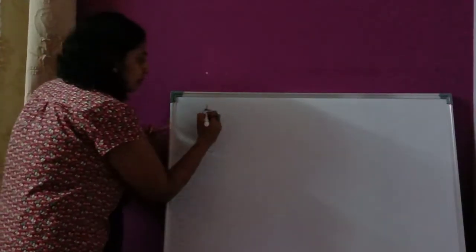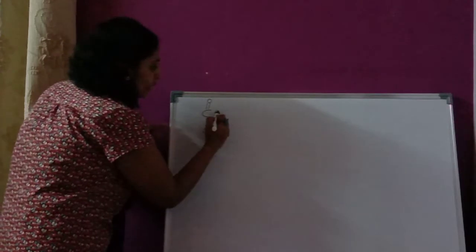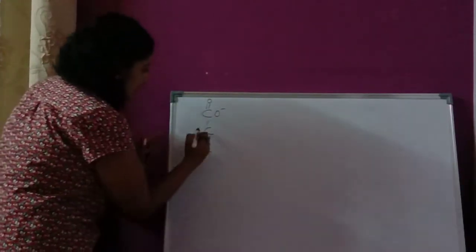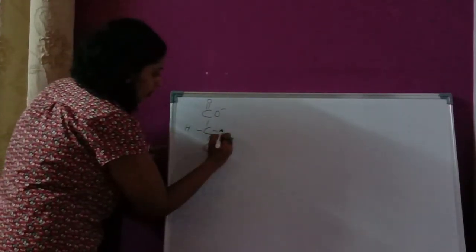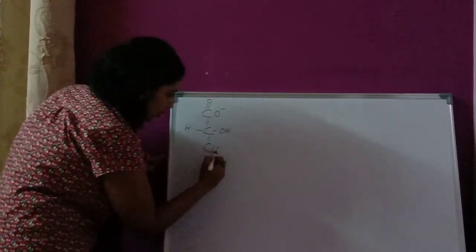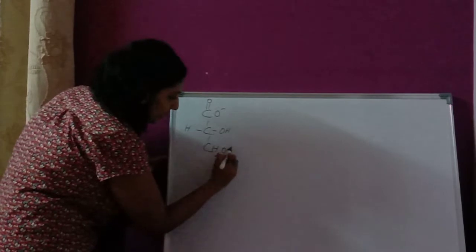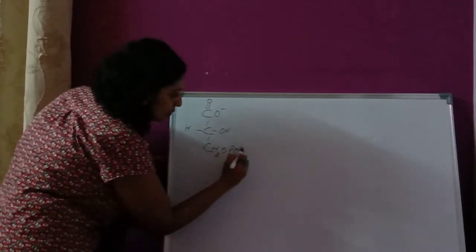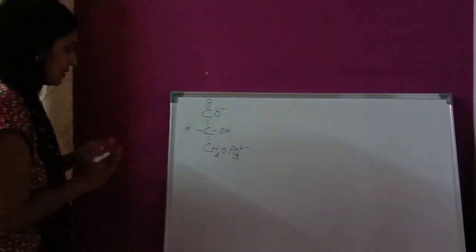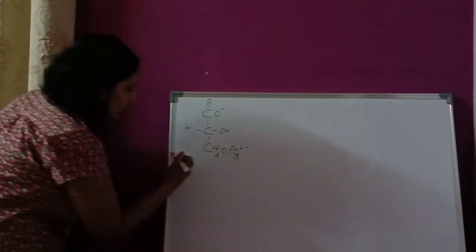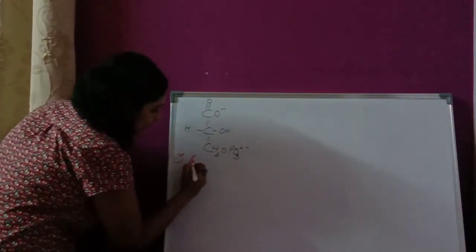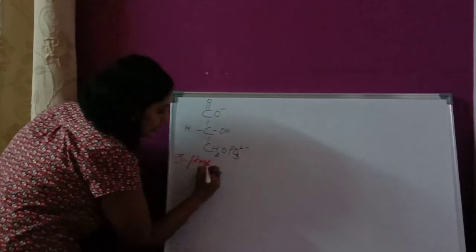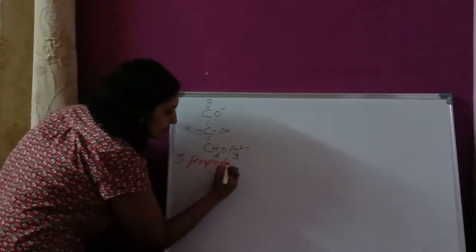3-phosphoglycerate. C double bond O, O minus, CH, OH. Third carbon CH2O, PO3, 2 minus. So this is the structure of 3-phosphoglycerate.